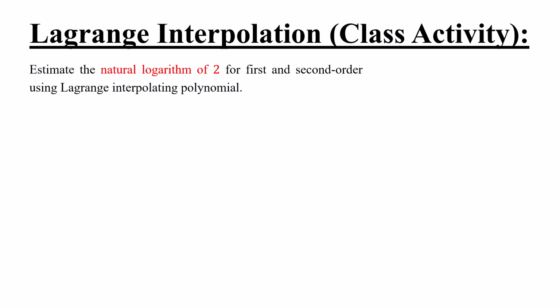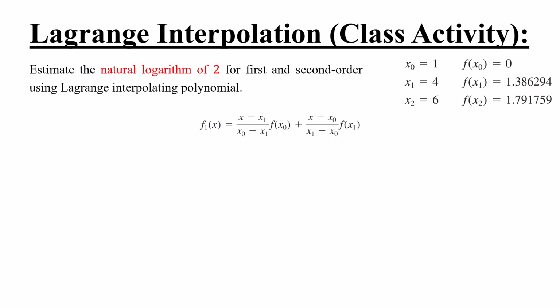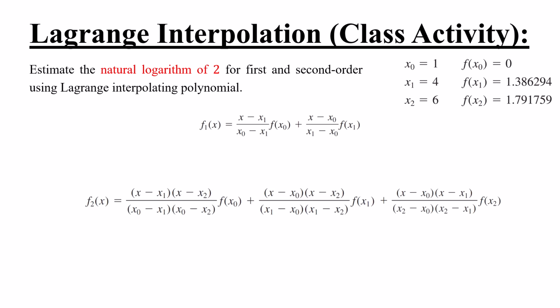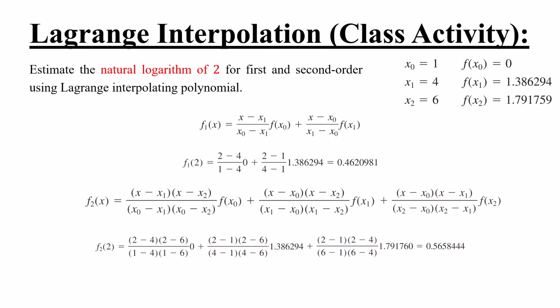We want to find the log of 2 using first and second order Lagrange interpolation. So these are the points that are given to us. Now we have to apply the Lagrange method. The Lagrange method is based on this formula, that is x minus x1. These are L terms and we have f of x naught and x1. Just plug in the values. For second order we have 3 points, so we have 3 components in the Lagrange. When we plug in the values, the first value is 0.4620981, and the second one is 0.5, so it's much closer to the original value.